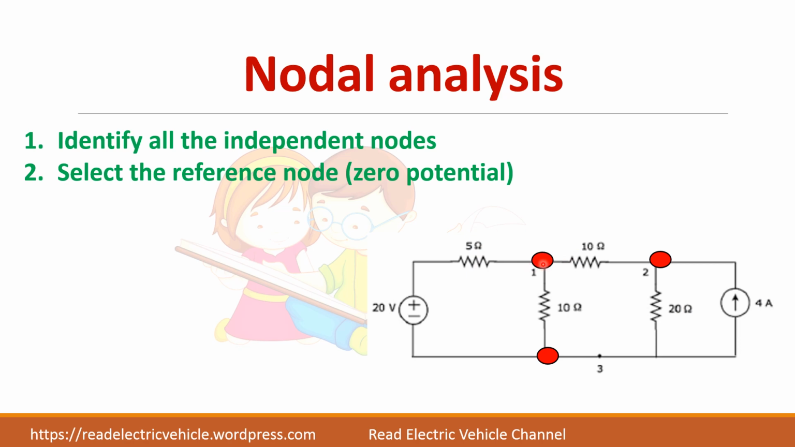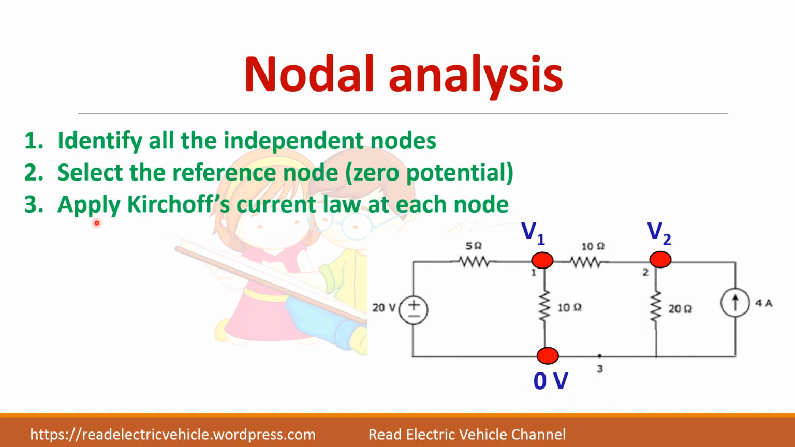So let me mark the nodes. So this has V1 and this has V2 and this is 0 volt. There is no need to label it. It is the reference node. So after identifying the nodes, you can write the equation for each node. Totally you have only two nodes, V1 and V2. This is the reference node, so there is no equation for this one. You just need two equations to find the two variables V1 and V2.